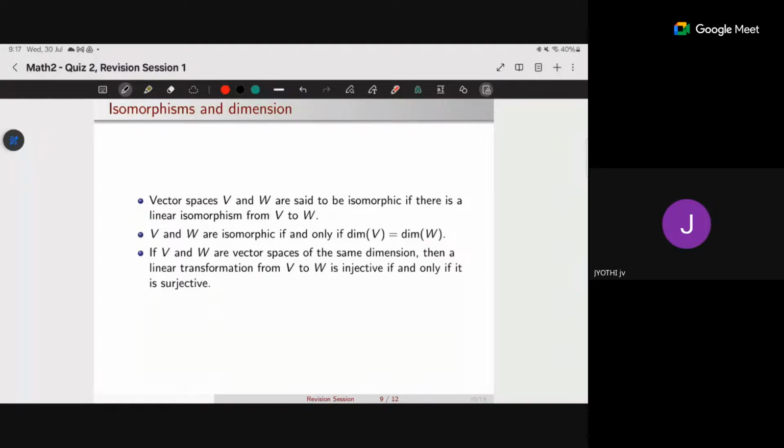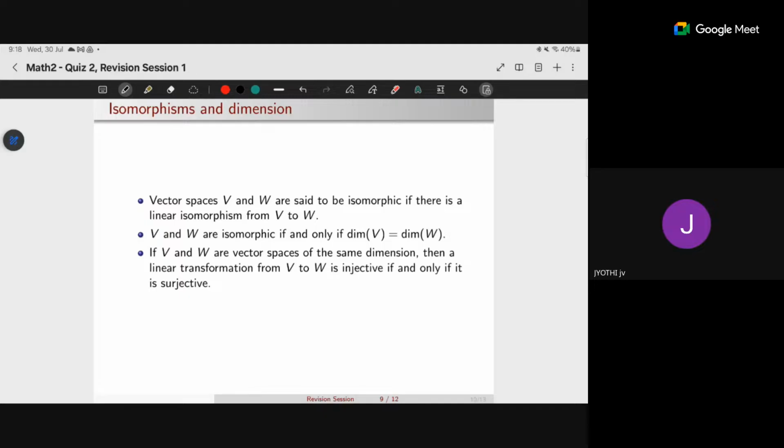Suppose I have two vector spaces and there is a linear isomorphism from V to W, then they are said to be isomorphic. So for all purposes, we'll consider them to be the same. It is just a different naming system kind of a thing. So for all vector space purposes, those two spaces will be the same.